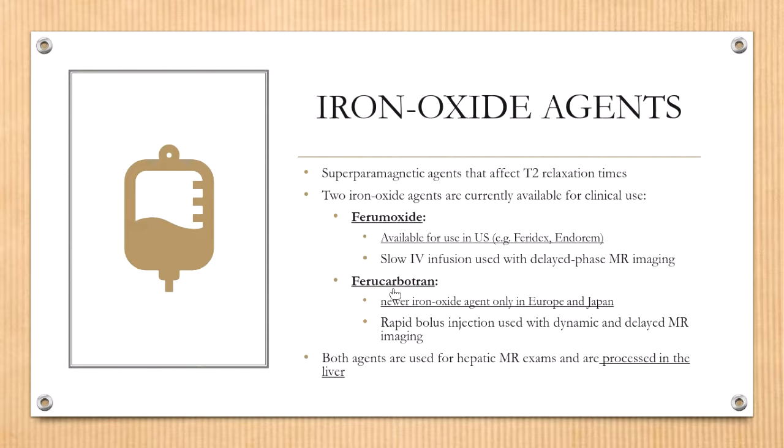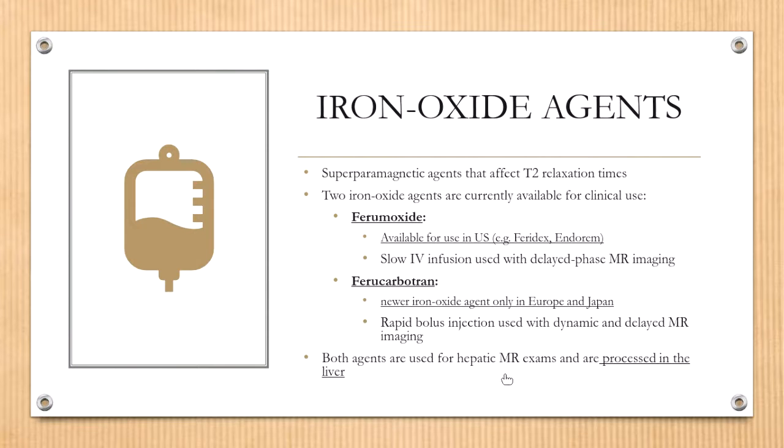Now, ferrocarbotran is another type of iron oxide agent. We don't use it here, but it is used in Europe and Japan. And the way that it's used is by rapid bolus injection with dynamic and delayed phase MR imaging. So it would be similar to what you currently do in the clinical site, where you are injecting with gadolinium and then taking immediate 20-second, 1 minute, 2 minute, or 3 minute and 5 minute images for the liver.